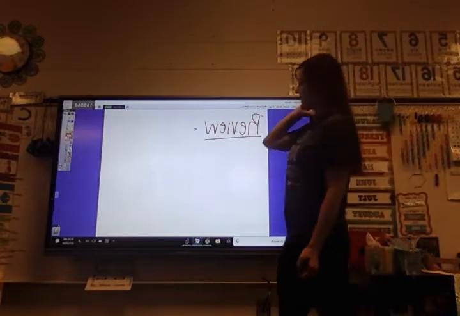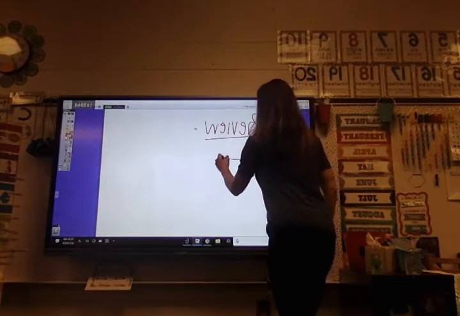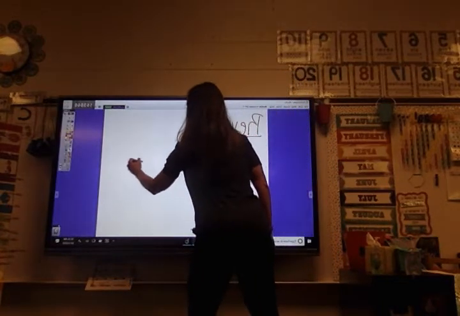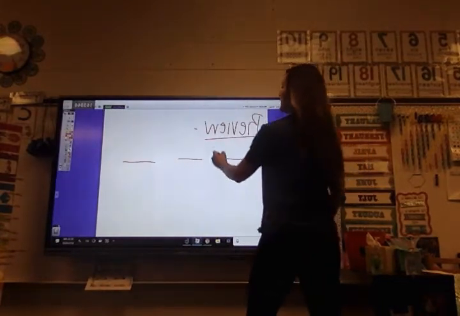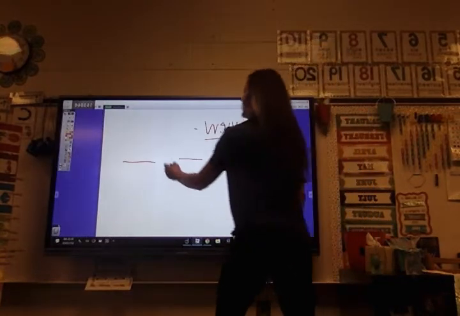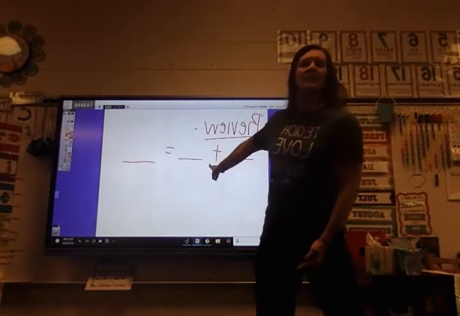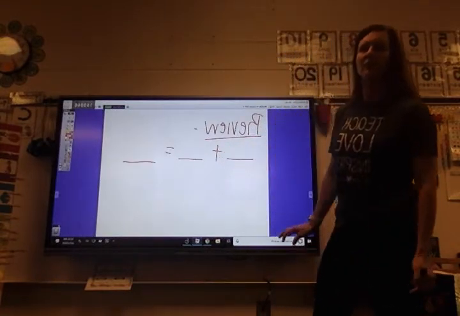So, with addition, we have three numbers that we need. We have 1, 2, 3. And in between the first two numbers, we need to add a plus sign, an addition sign. And then we have an equal sign. So these two numbers are the two numbers that are being added together. They are called your add-ins.